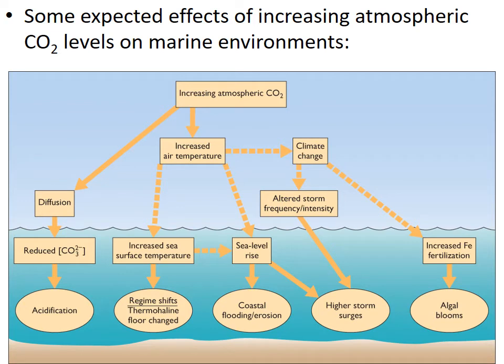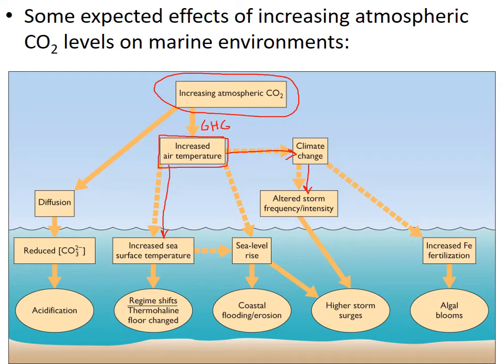So these are some of the effects that we expect from the increasing atmospheric CO2, which is the driver of change in this system. Increasing atmospheric CO2, through the greenhouse gas effect, is increasing air temperature because the atmosphere is retaining more heat. The increased temperature of the air and land also increases the temperature of the ocean. Increased air temperature also changes weather patterns, so we call that climate change. That can alter the frequency of storms.